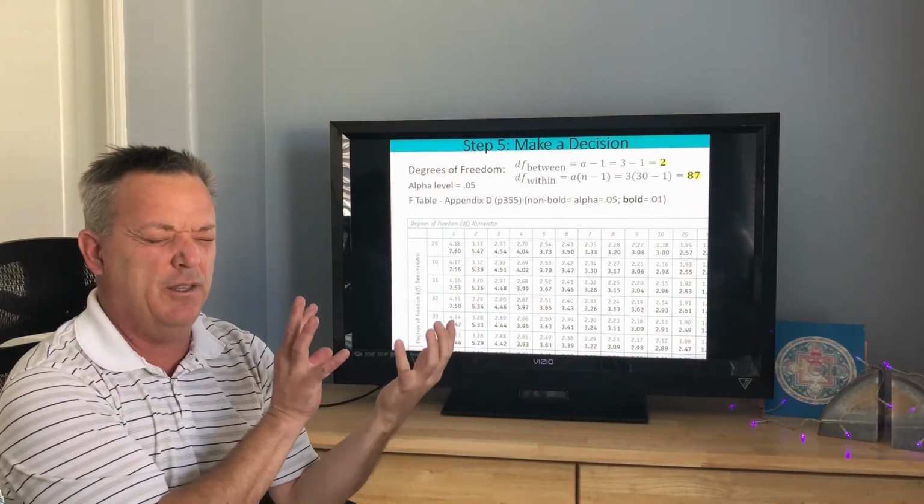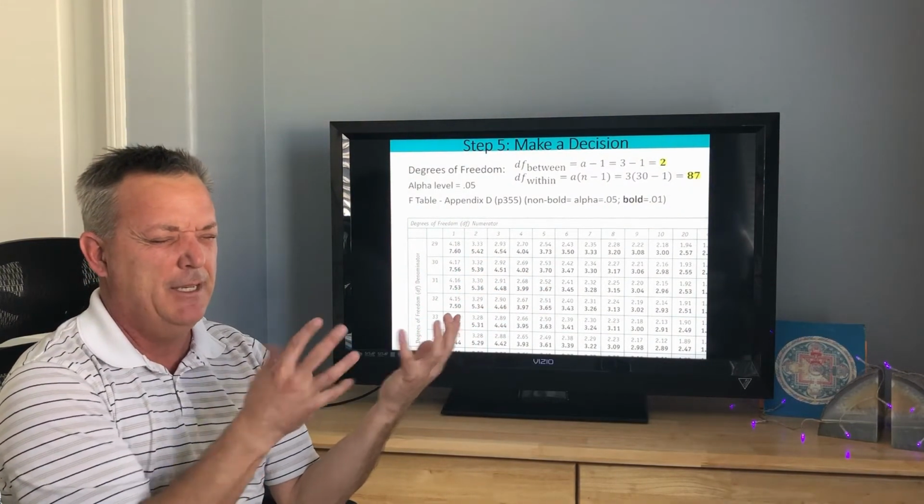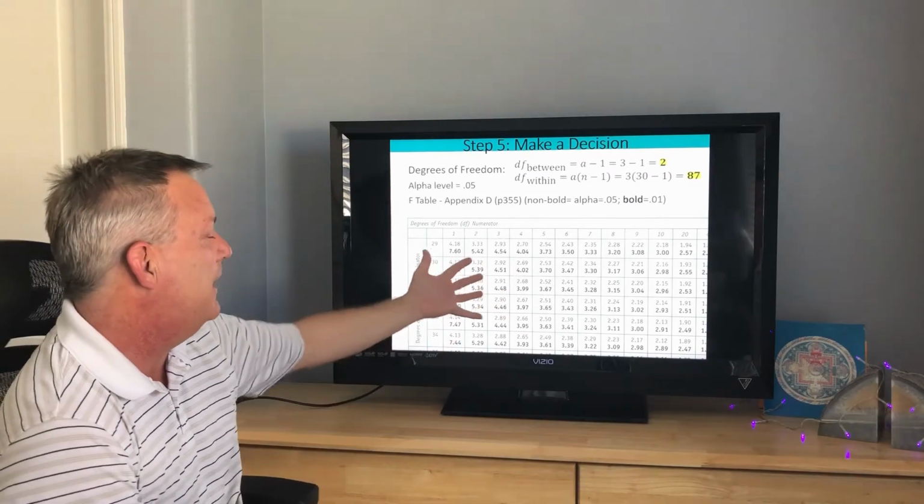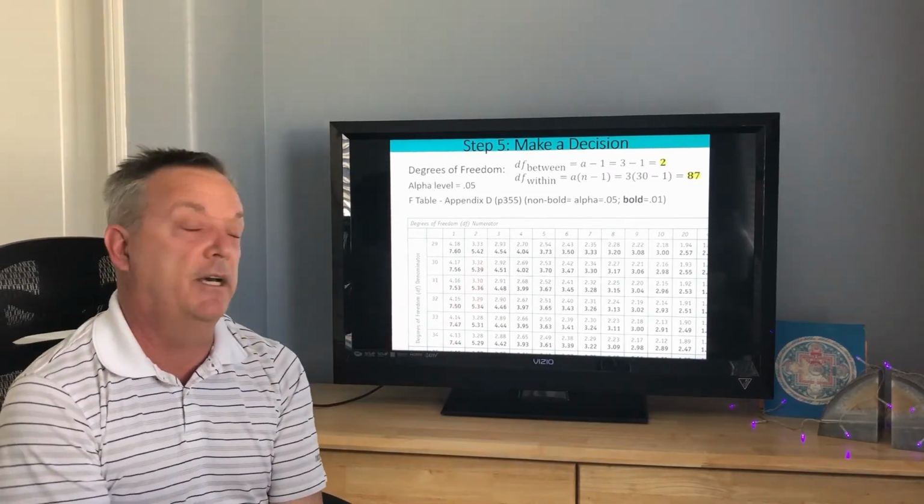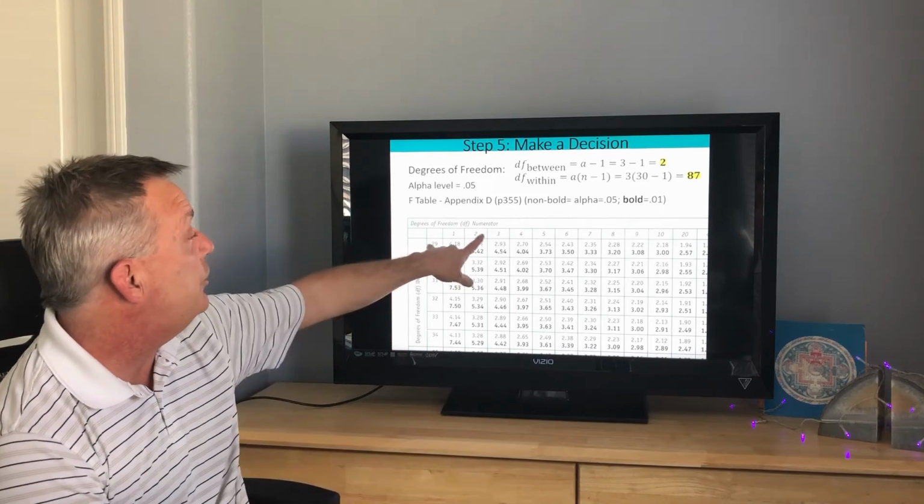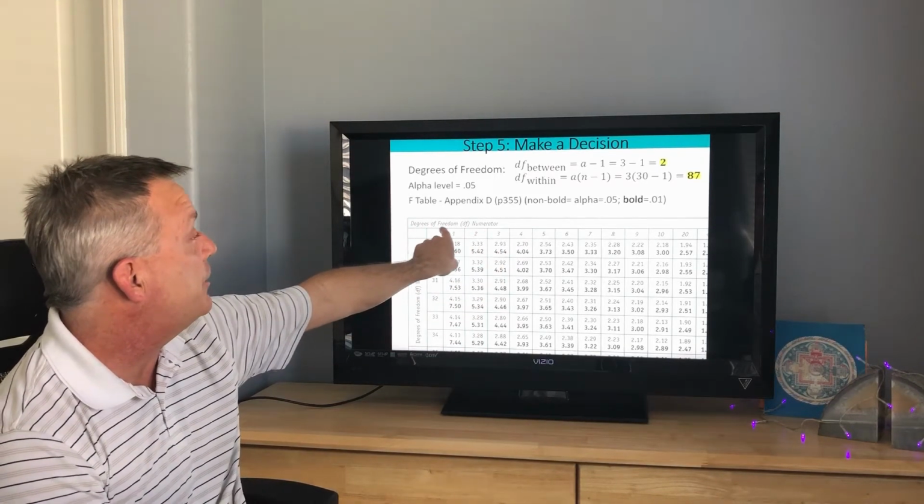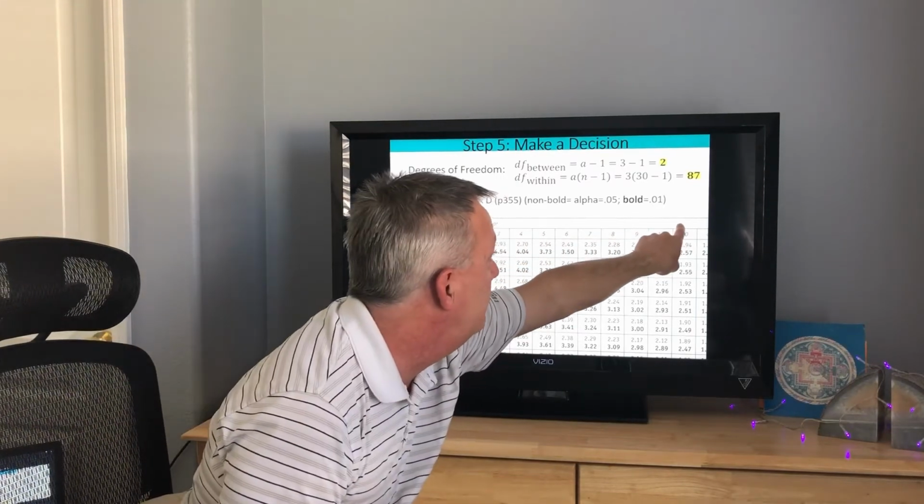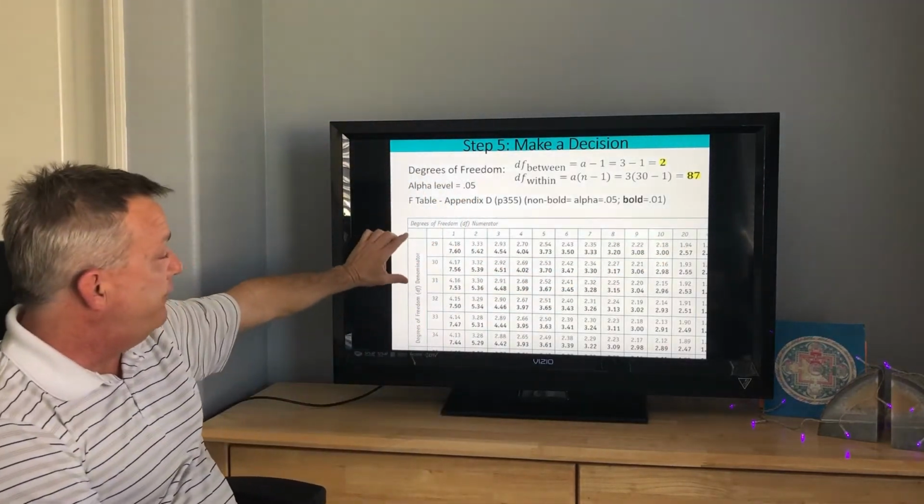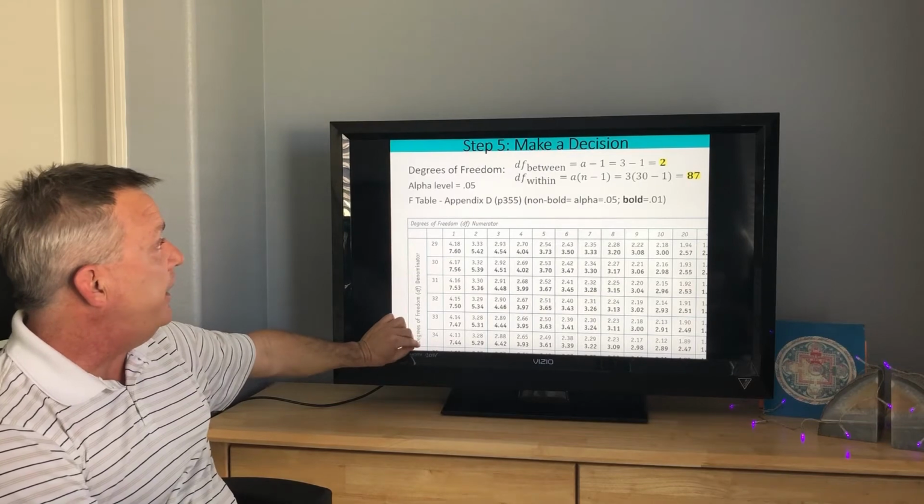The table they gave in the chapter is not the same table as the one they give at the end of the chapter. So that's kind of dumb. But anyway, I'm going to show you how to read this. Notice that you'll have right here your degrees of freedom numerator, and then your degrees of freedom denominator right here.